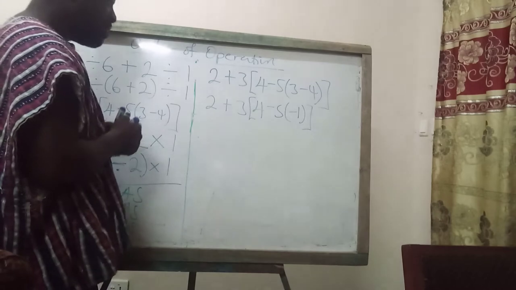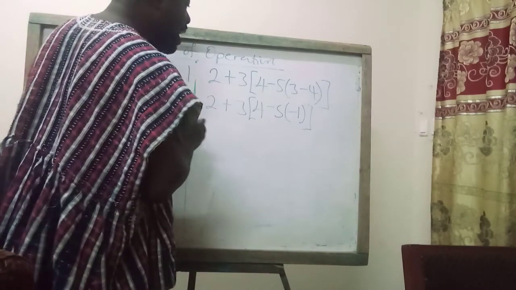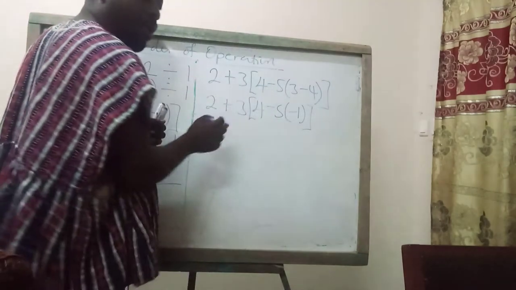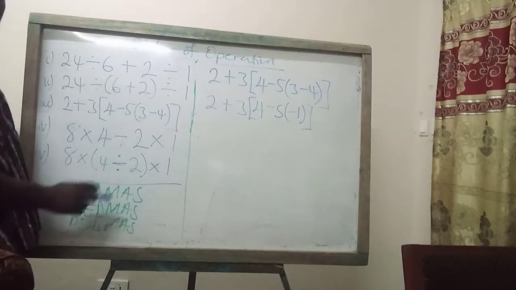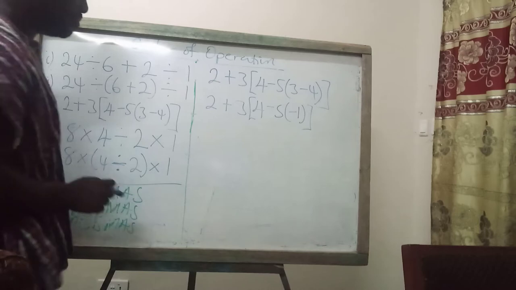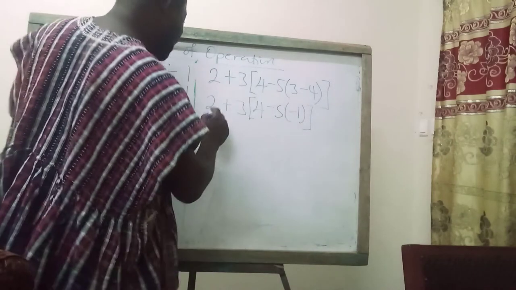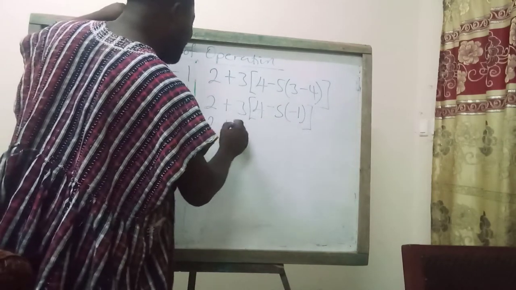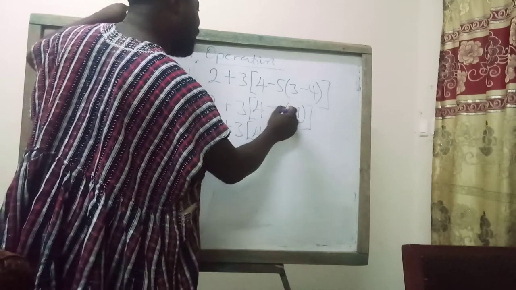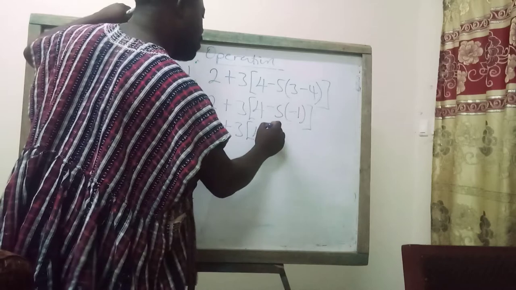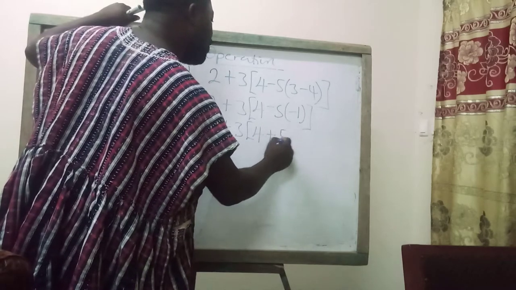Now, after that, we are to off this bracket. Off or expand. It means it involves multiplication. So we will still get our 2 plus 3. We open the bracket 4. Now minus 5 times minus 1 will be plus 5.